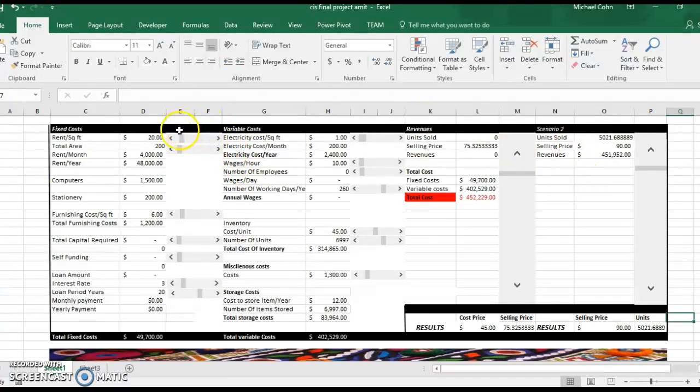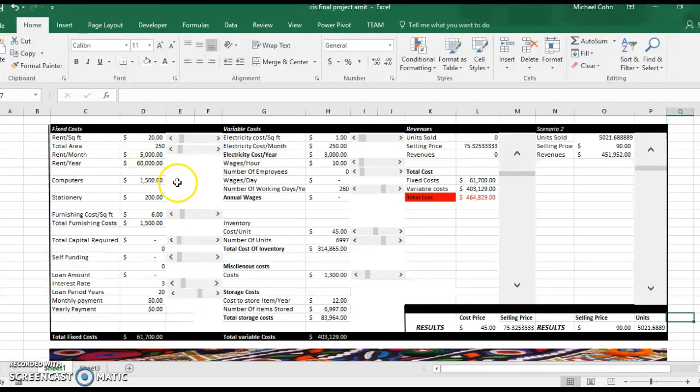In my fixed cost section, let's say that my sister has finalized on a store, and that store costs around $20 a square foot to rent, and it's a 250 square foot store. So her yearly rental amount is roughly $60,000 a year.